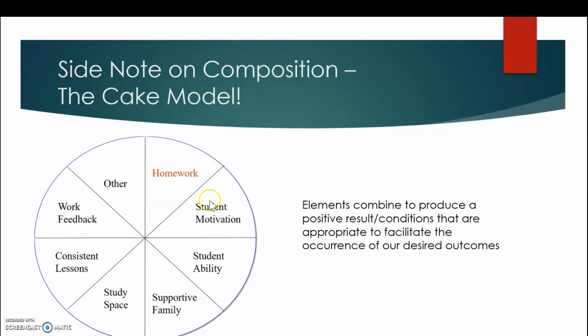See here in our cake, we have ideas like feedback that students receive on work, whether family supports a consistent, calm study space, whether students are motivated, etc. So keep in mind with these cake models, we're looking at elements that combine to produce a positive result or conditions, and these conditions which facilitate the occurrence of our desired outcome. So if we've got a goal up here, which is skill development through homework as measured by X, Y, or Z, we're looking at these many things which play into the successful completion and the helpfulness, really, of the homework.